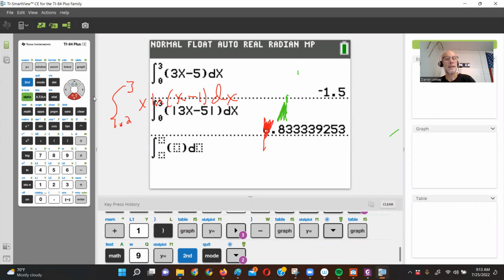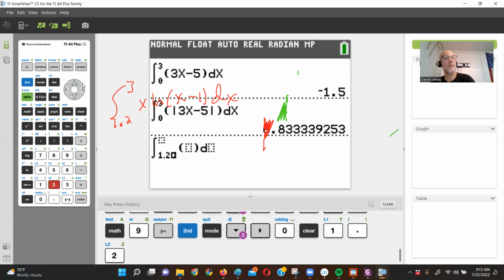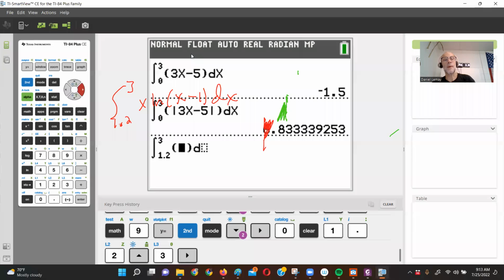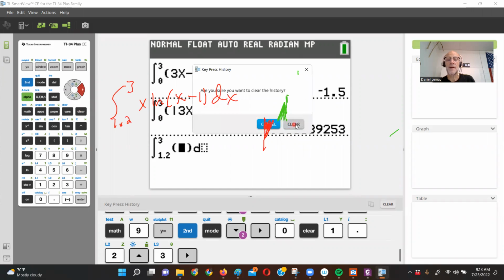Let's see, I want to go from 1.2. I wrote it right up there, that's one nice thing. Up to 3. And then instead of having to type in that equation, I've got it in Y1. See the bars button here? Let me get a pointer so you can see where I'm pointing. Actually, if I clear my keypad presses, you might be able to see this better.